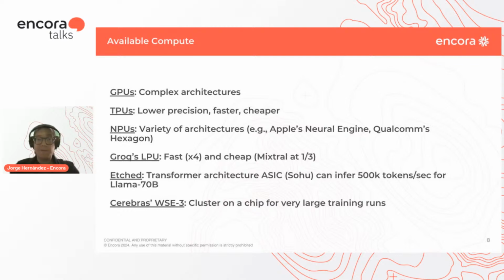And literally a couple days ago, we have Etched coming in, and they use an ASIC that basically cooks in the transformer architecture. They call their chip Sohu, and they claim they can infer 500,000 tokens per second for Llama 70 billion. And obviously, that's an incredible number. So we'll have to see if they can actually deliver, but it'll be really interesting if they can.